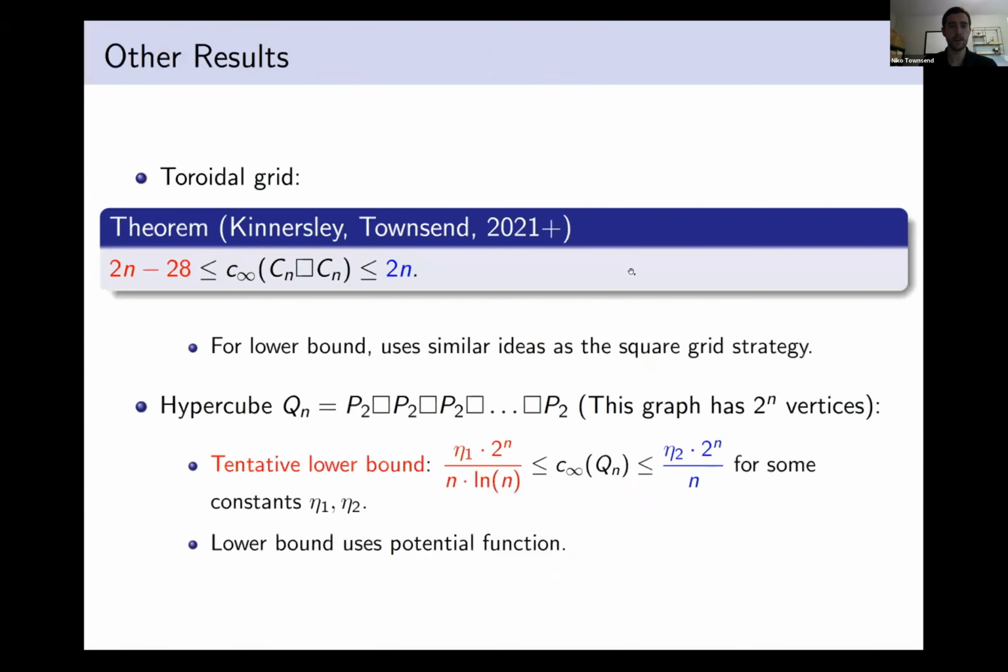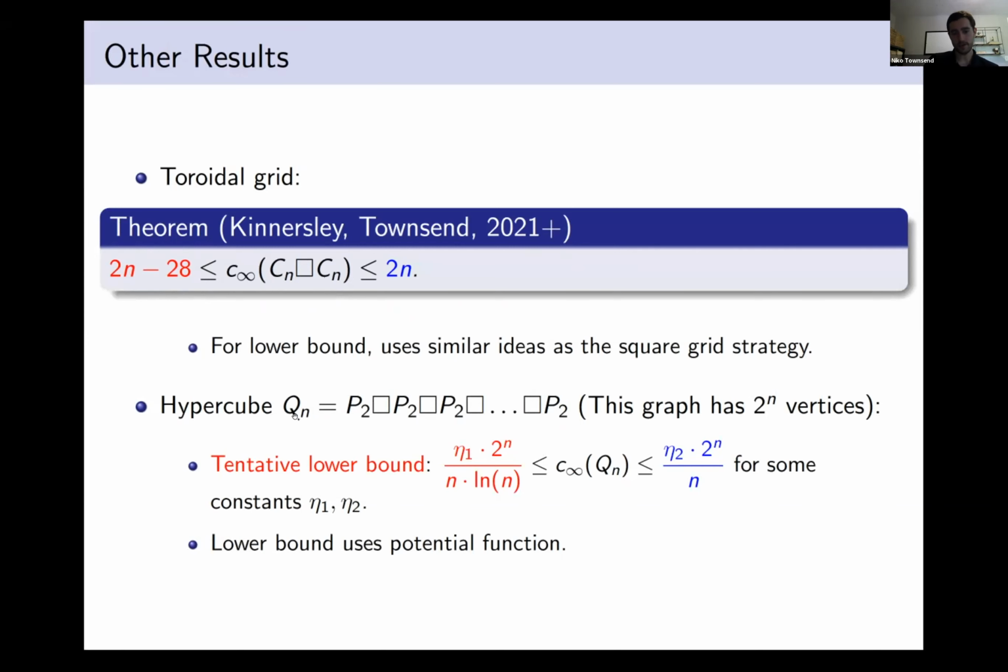All right, so a few more results that we came up with are we looked at the toroidal grid. We got the asymptotics here. We improved the lower bound to be about 2n. And from here, this used kind of similar ideas to the square grid strategy.